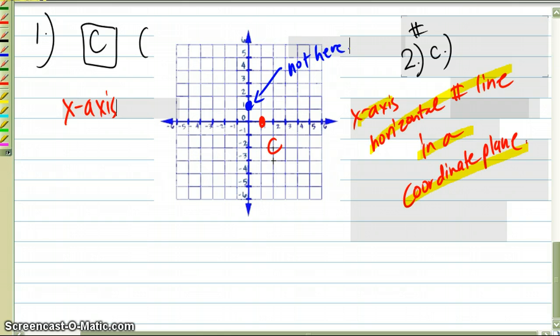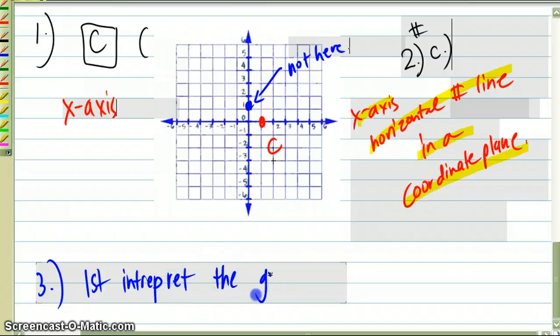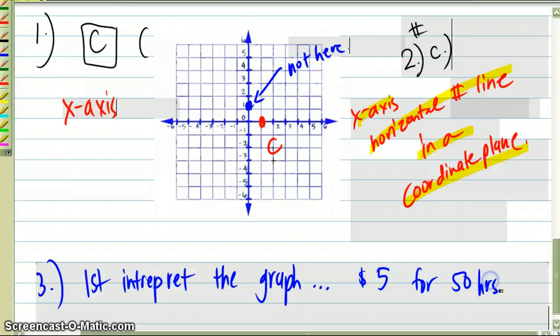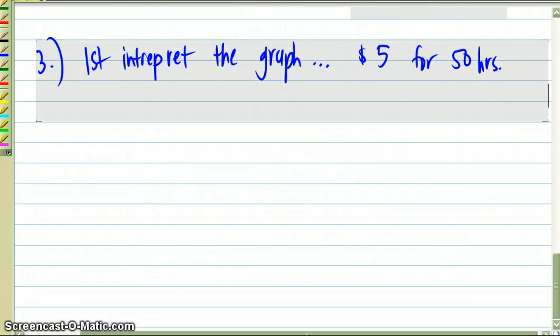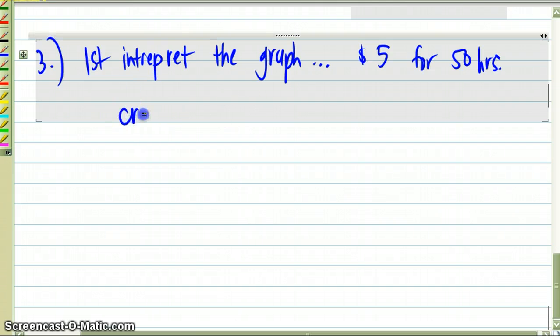And then number 3, at the bottom, what you need to do is first interpret the graph and then write a word problem. As you are interpreting the graph, we can see that this person is making $5 for 50 hours. Who'd want that job? Probably little 3-year-olds are getting that type of rate. But based on that information, just create your own word problem.